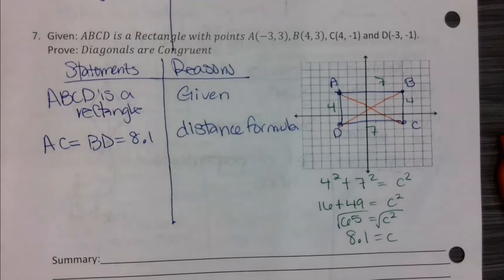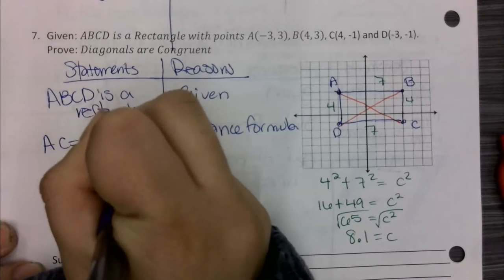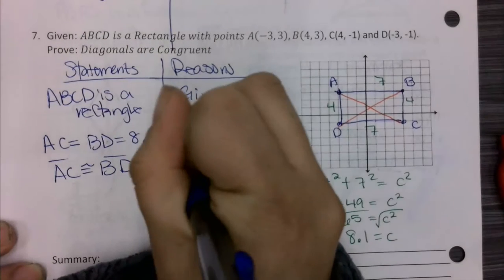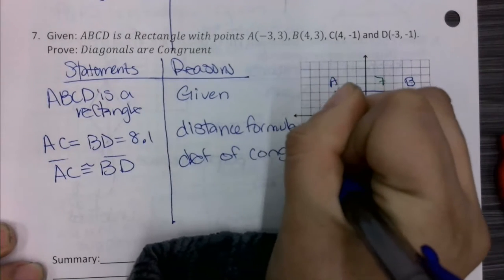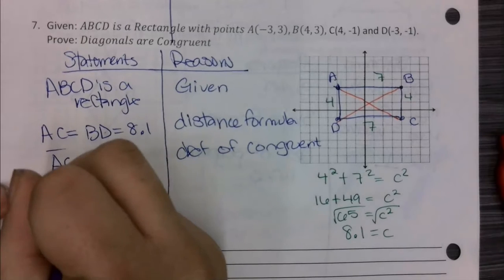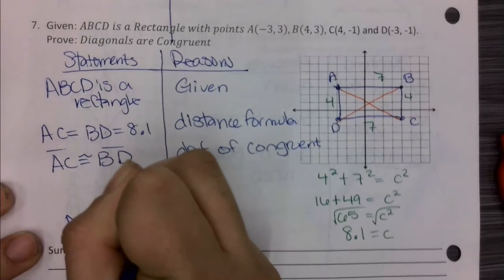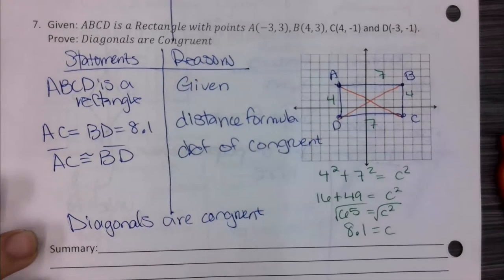So now that I have that they are equal, I can say they're congruent by definition of congruent. And then I drew my line too long. Diagonals are congruent. Questions here?